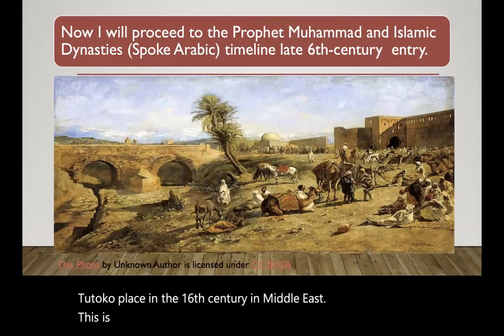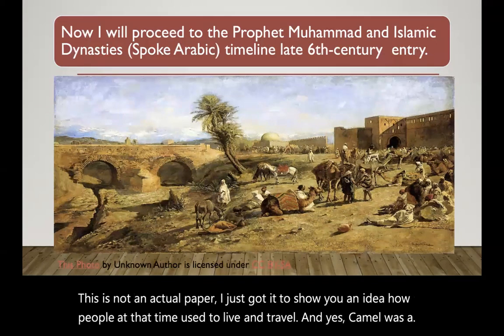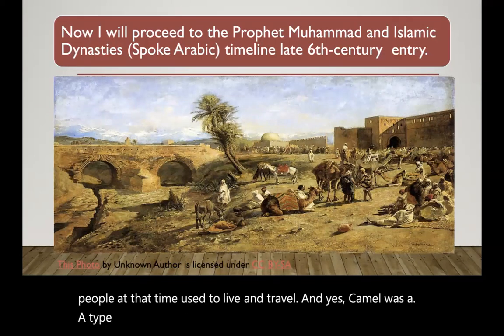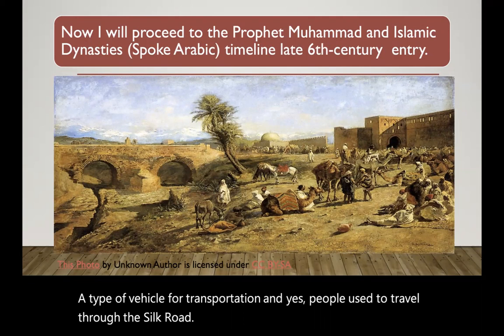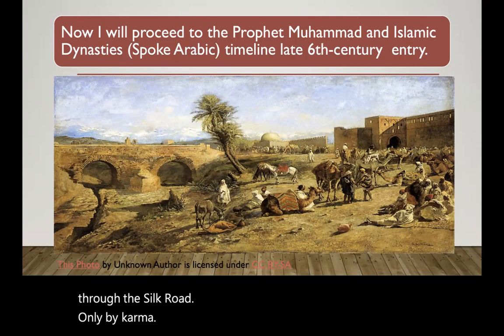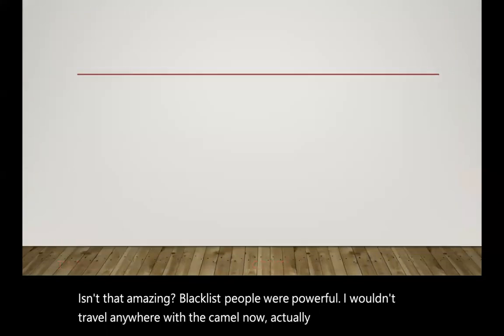This is not an actual paper. I just got it to show you an idea of how people at that time used to live and travel. And yes, the camel was a type of vehicle for transportation. And yes, people used to travel through the Silk Road only by camel. Isn't that amazing? These people were powerful. I wouldn't travel anywhere with a camel now. Actually, I don't know how to ride it.